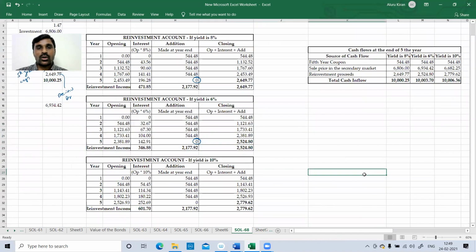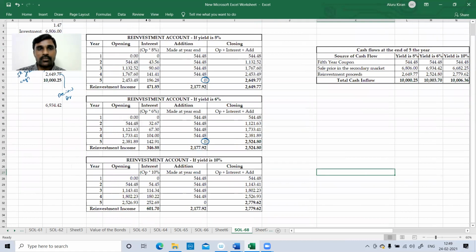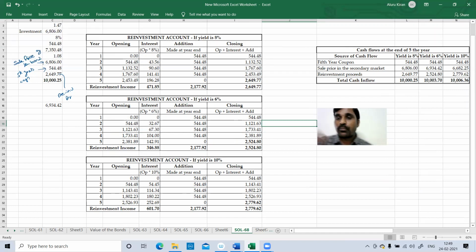So reinvestment account if the yield is 8%, reinvestment account if the yield is 6%, reinvestment account if the yield is 10%. How we perform from the company, how we receive from the company, and how we reinvest elsewhere. This is the reinvestment account, and this is the cash flow at the end of the 5th year.